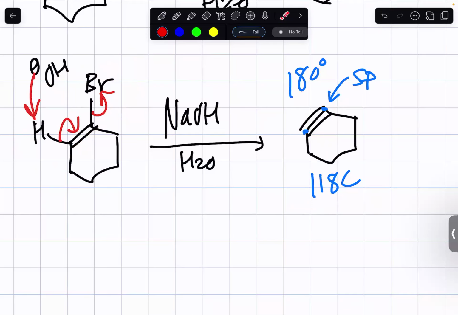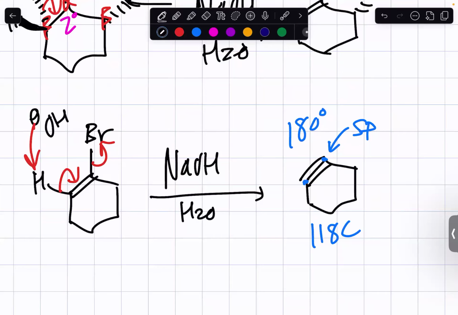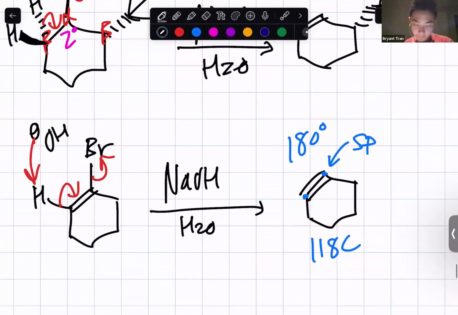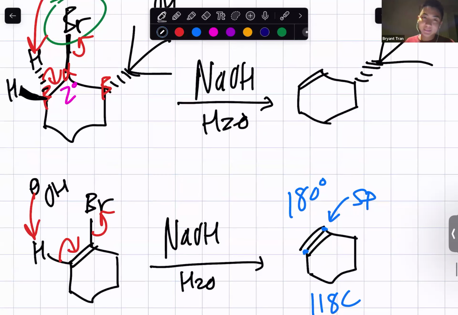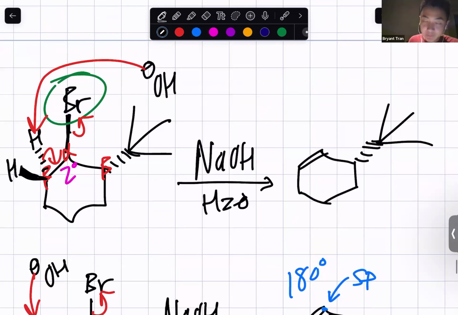Wait, I have a question. What if stereochemistry just wasn't given? How do you know if it's anti-periplanar at that point? Would you have to do Newman's or something? No. If they're not given at all, like no wedge, no dash, then you assume it's easier. You don't have to worry about the anti-periplanar at all. If you're given a wedge or dash, then that's harder because they're going to test if you know anti-periplanar or not. But if they don't give you a wedge or dash, you don't have to worry about it.